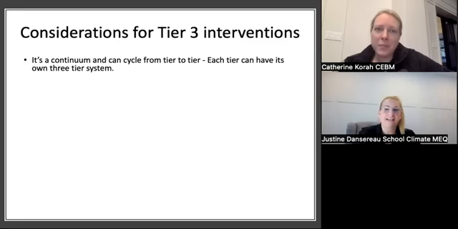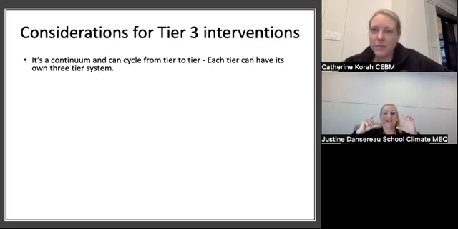Okay, so for the second slide, basically other considerations are it's a continuum and cycle from tier to tier. Each tier can have its own tier system. This is something that I've been saying, if you've heard me mention this in the past. I know that Catherine and I had multiple discussions on this. In my other position at Sophie Laurier School Board as a PED consultant for school climate specifically, I will usually work with the third tier of the third tier. If ever you've heard me say this, that's usually when I get called in for situations.